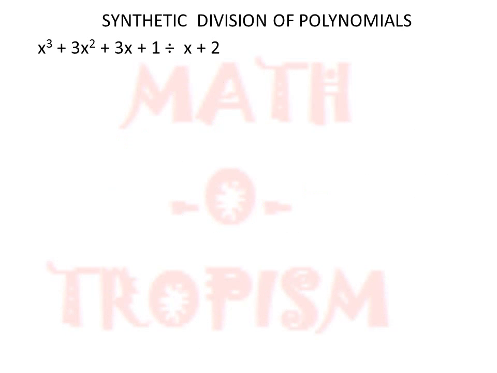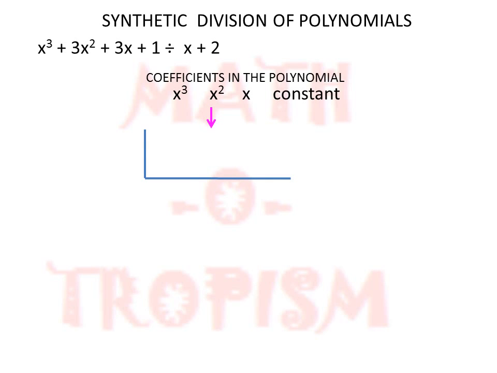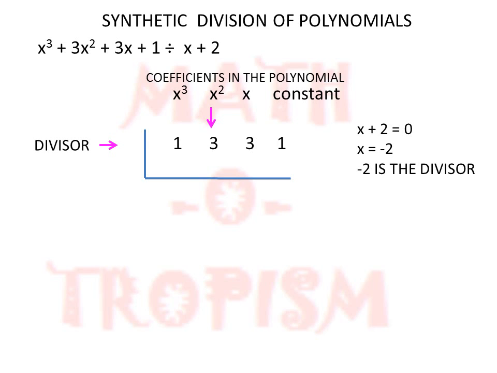And then to the next example: x cube plus 3x square plus 3x plus 1 divided by x plus 2. The first step is writing the coefficients. The coefficient of x cube is 1, x square is 3, x is 3 and the constant term is 1. After writing the coefficients, I need to find the divisor. So I equate the divisor x plus 2 to 0. So x comes as minus 2. So my new divisor is minus 2.